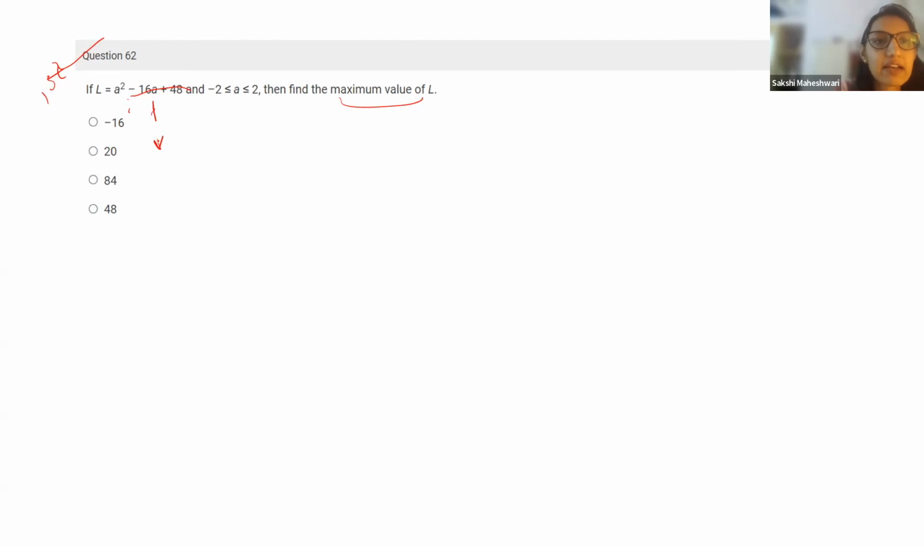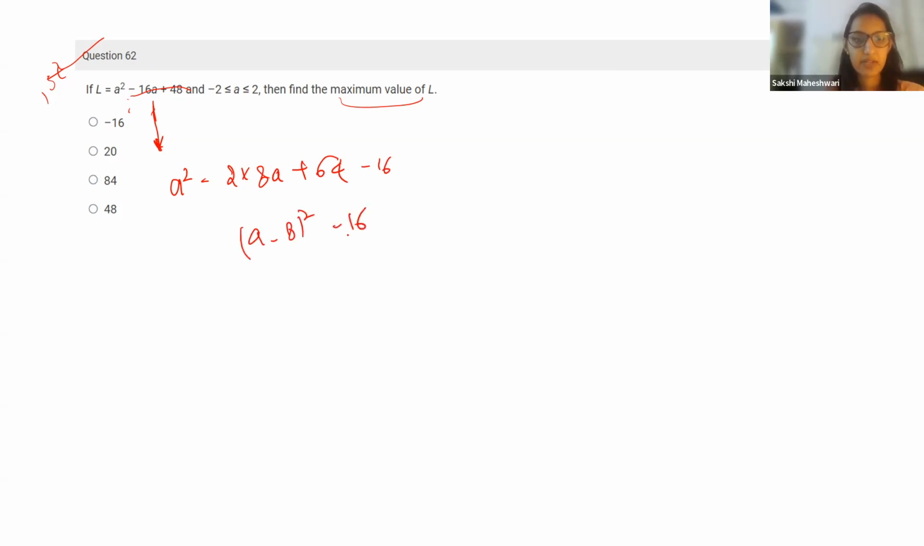So you can write it as a square minus 2 into 18 plus 64 minus 16. This gives you (a minus 8) whole square minus 16. Okay, is this fine? Now you need to maximize this. For maximizing this whole value, you need to maximize this out of minus 2 to 2. Now, it's very easy to understand what value for a you will put in order to maximize this, right?